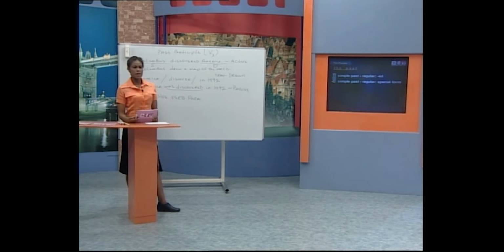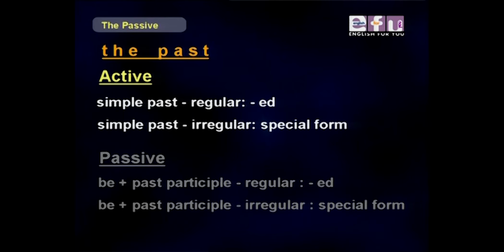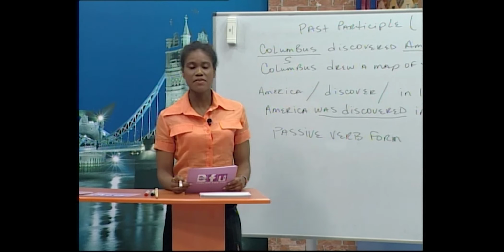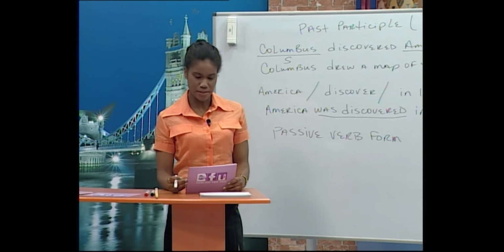Now let's look at a chart of active and passive forms of the verbs. For the simple past, regular verbs, we add ed. For simple past, irregular verbs, we have a special form. In the passive, we have the verb to be plus the past participle for regular verbs ending in ed. And we have the verb to be plus the participle for irregular verbs, a special form. In the passive, the verb be can be in any form, any tense.